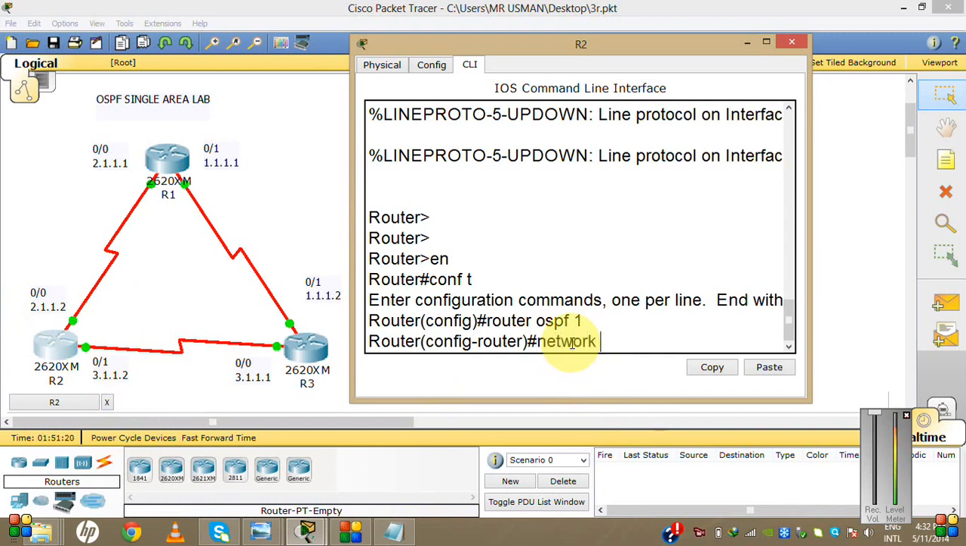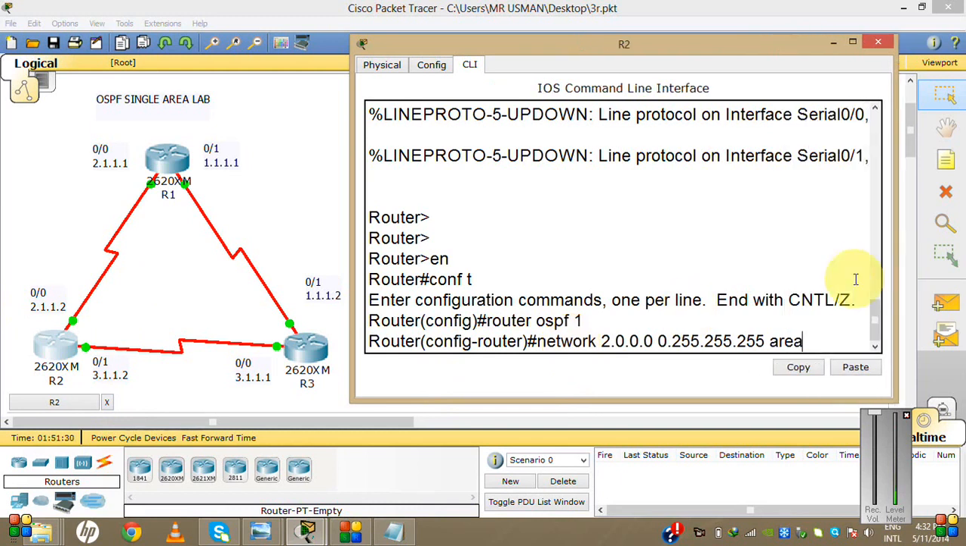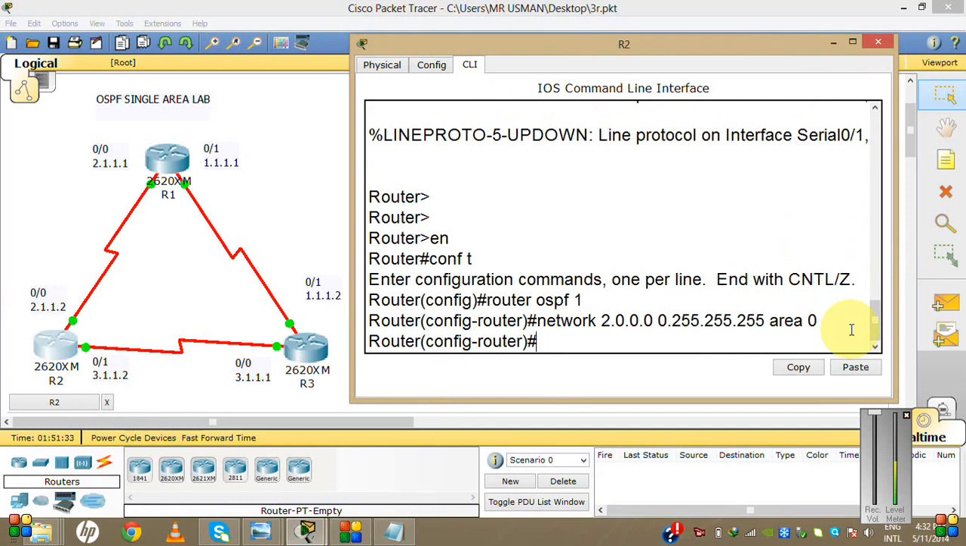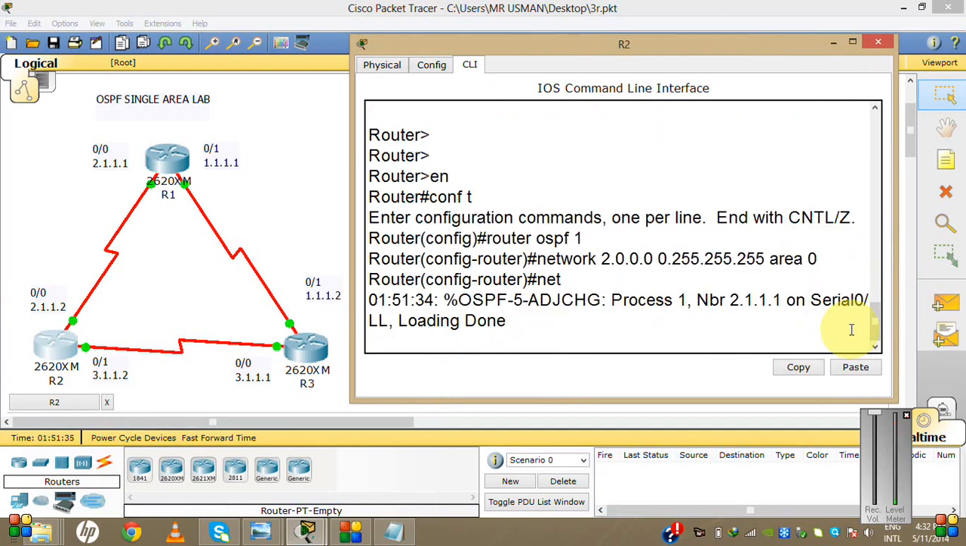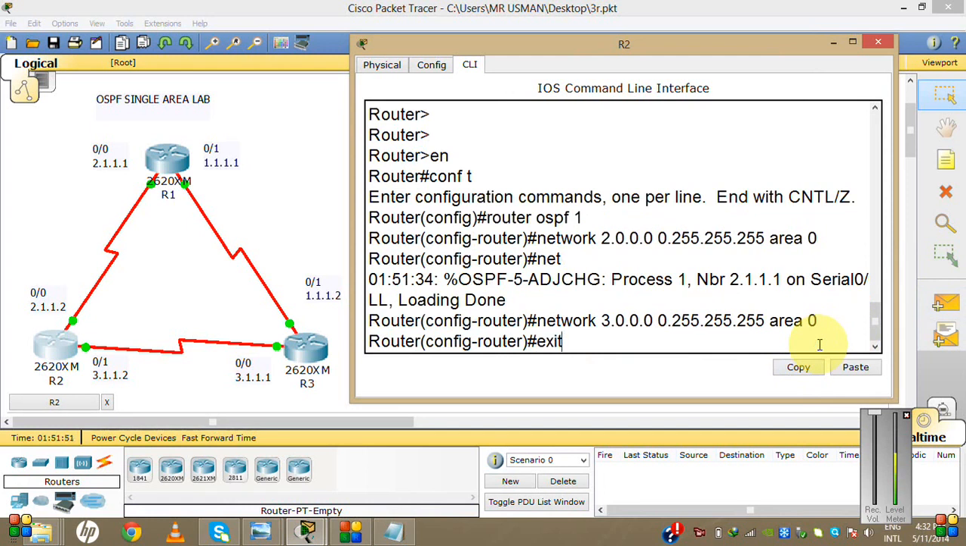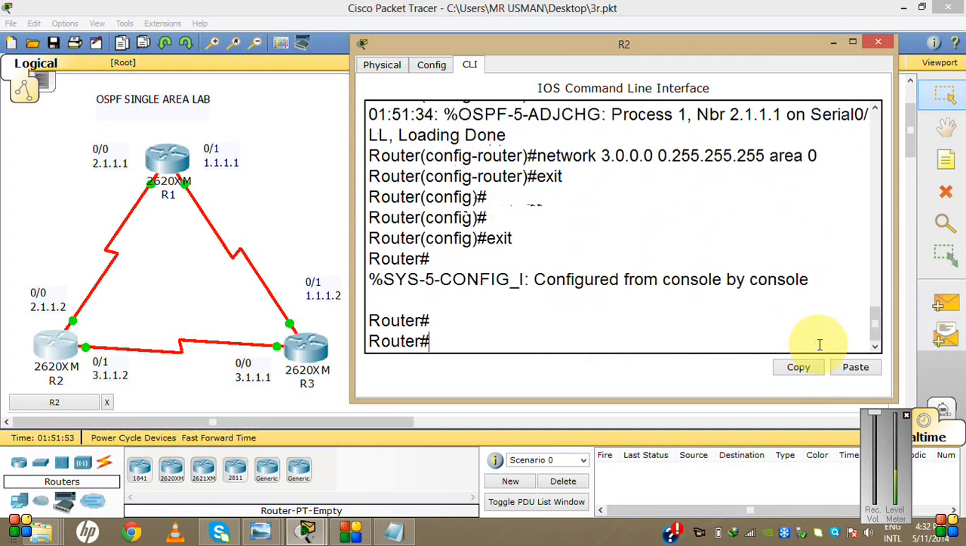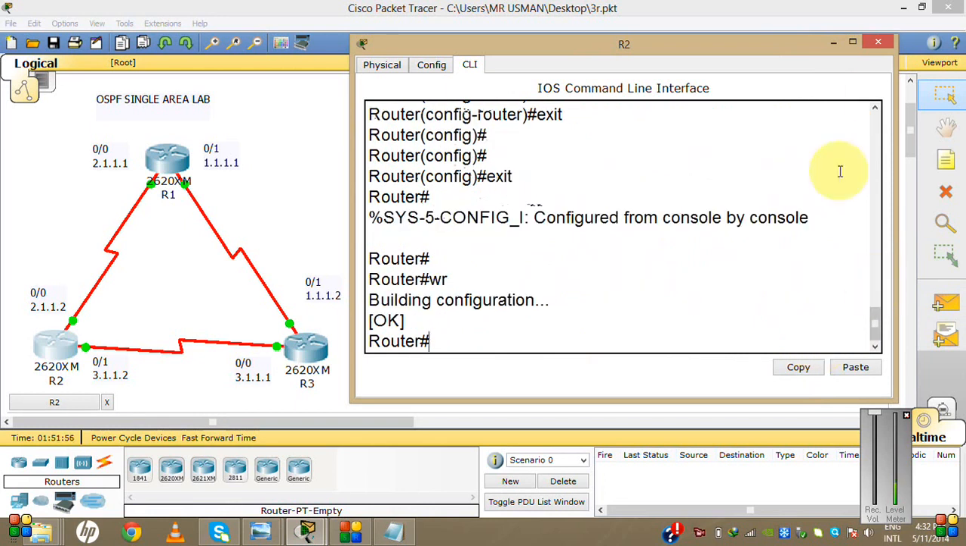Network 2.0.0.0 wildcard mask 0.255.255.255 area 0. Enter. Network 3.0.0.0 and wildcard mask, area 0. Enter. Now I have advertised these directly connected routes. Write to save the configuration.